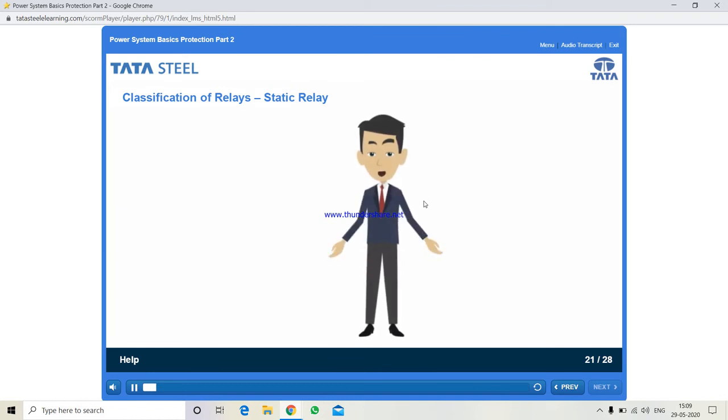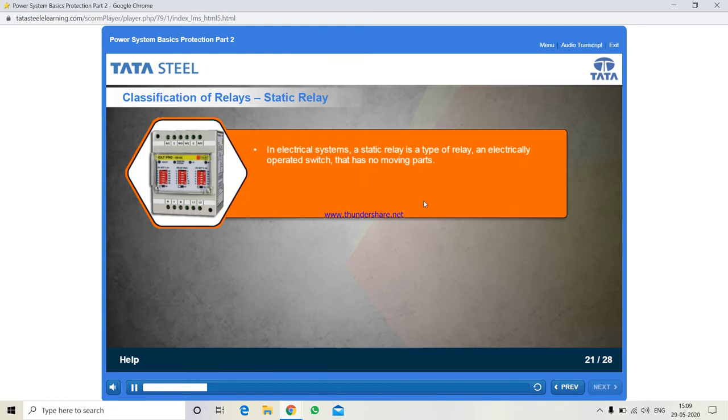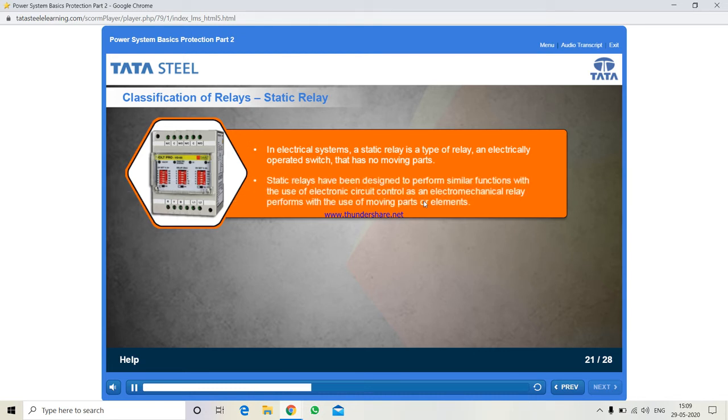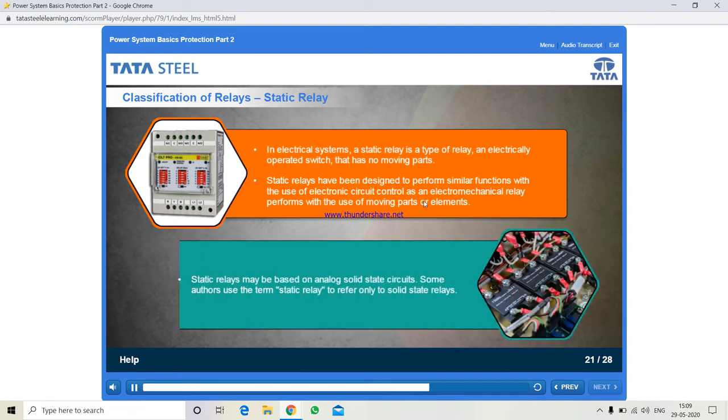Let us now look at the next classification, that is static relay. In electrical systems, a static relay is a type of relay, an electrically operated switch that has no moving parts. Static relays have been designed to perform similar functions with the use of electronic circuit control as an electromechanical relay performs with the use of moving parts or elements. Static relays may be based on analog solid-state circuits. Some authors use the term static relay to refer only to solid-state relays.